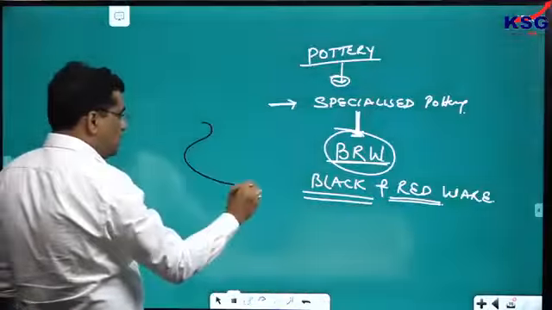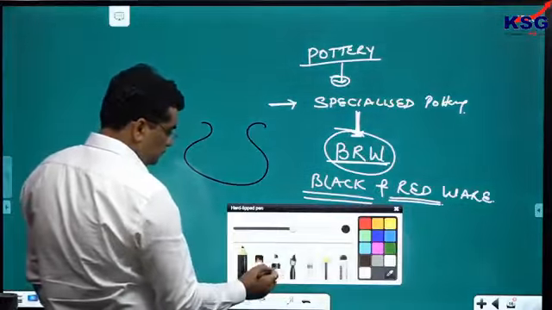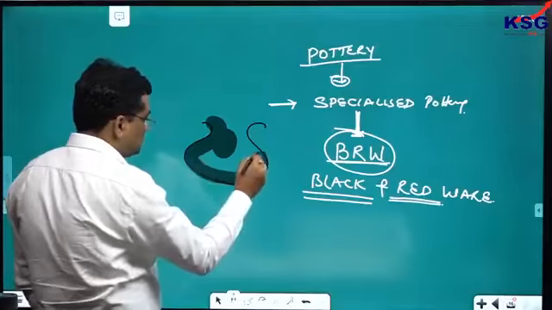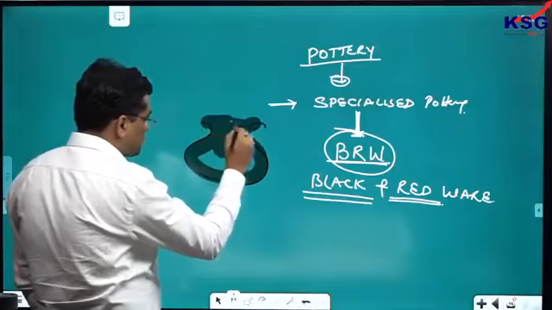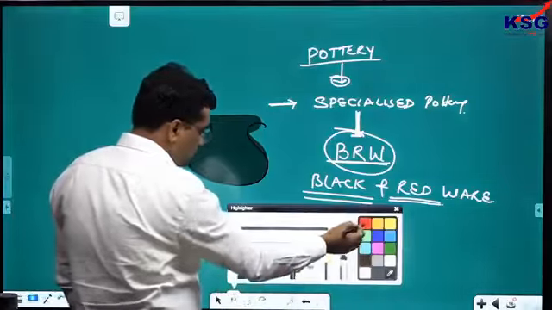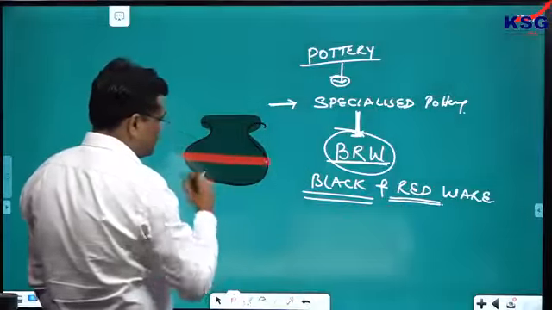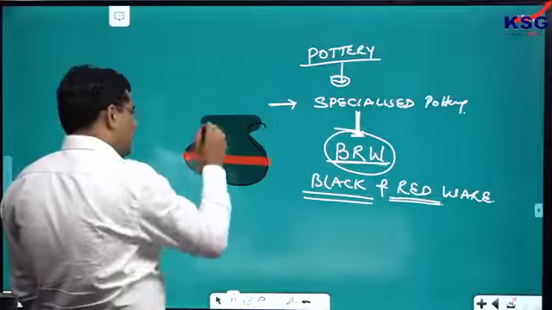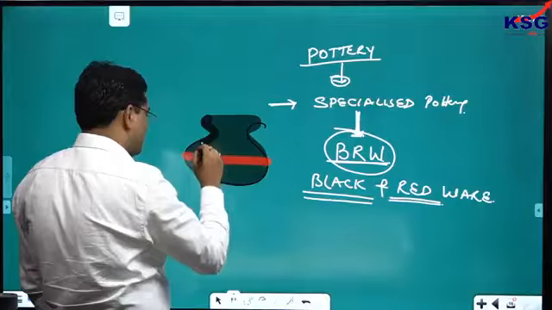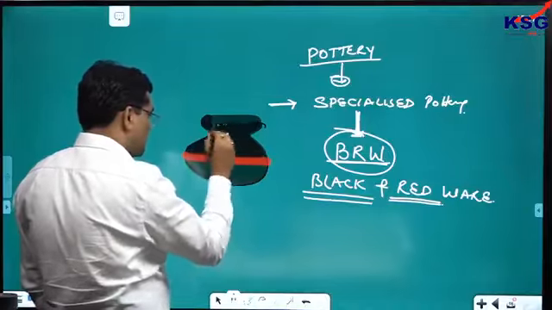Suppose this is a pottery which is a black color. Beautiful lustrous black color. And then there is a red strip on it. Looks beautiful. If you don't think it looks beautiful, please understand that this is beautiful. So they had a black and red ware pottery.